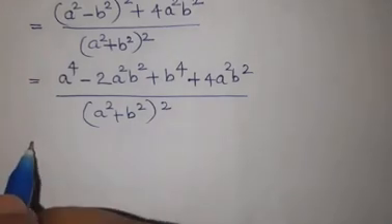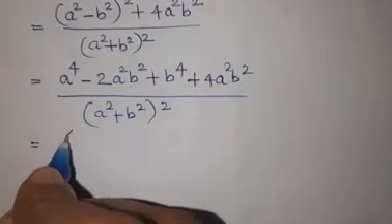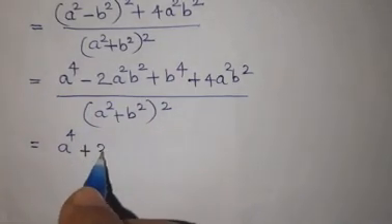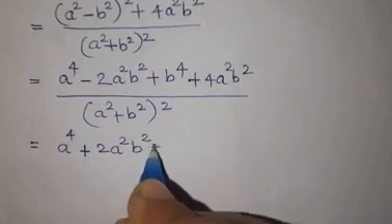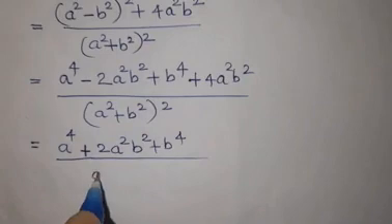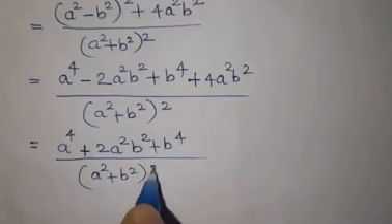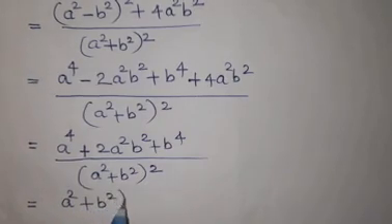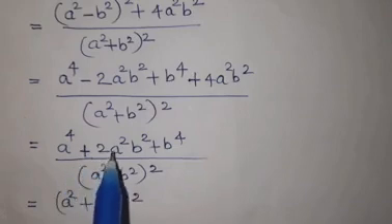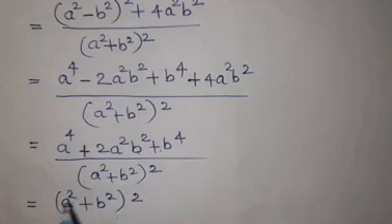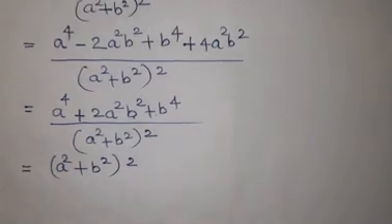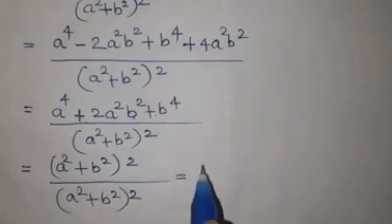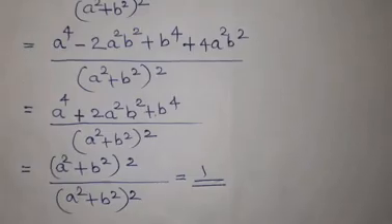Now this is of the form a raised to 4, minus 2a square b square, plus 4a square b square, adding which we get plus 2a square b square, plus b raised to 4, by (a square plus b square) the whole square. Now this is of the form (a square plus b square) the whole square: a raised to 4 plus 2a square b square plus b raised to 4. So (a square plus b square) the whole square divided by (a square plus b square) the whole square, that is 1. Therefore x square plus y square is 1.